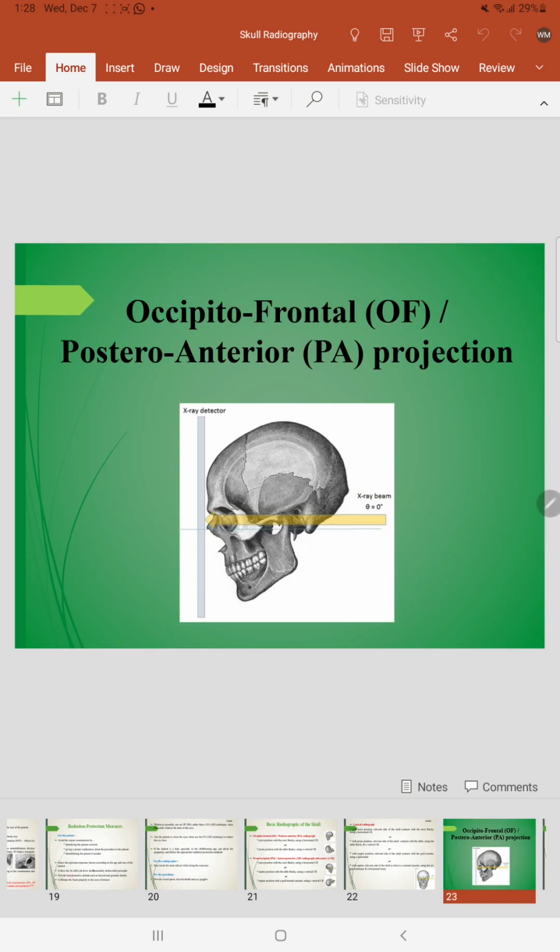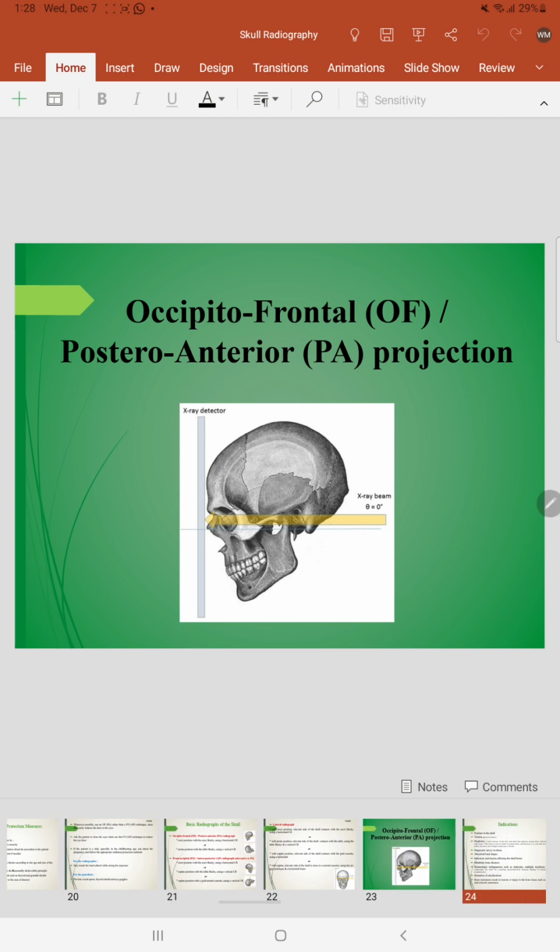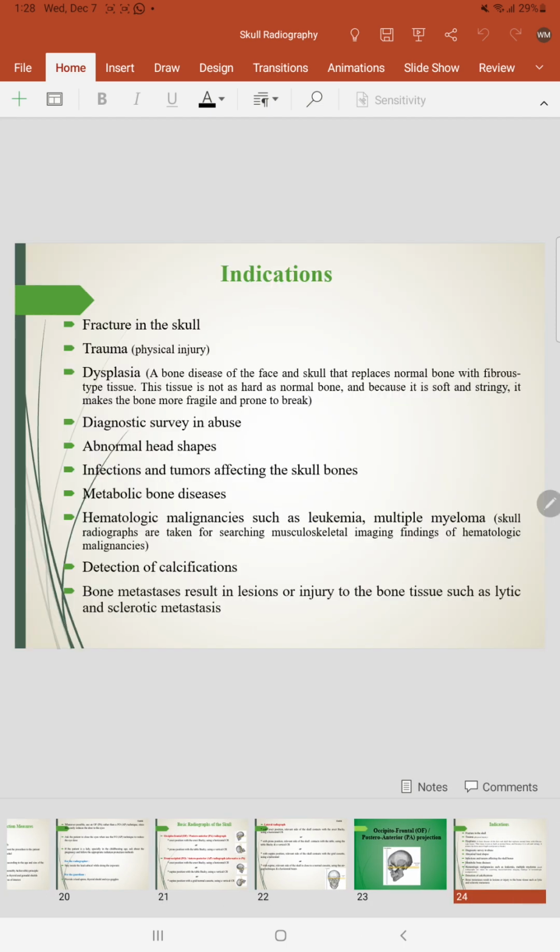Now we are learning about the occipitofrontal view or posterior anterior PA projection. Indications: fracture in the skull, trauma, it means physical injury. Then dysplasia. Dysplasia means a bone disease of the face and skull that replaces normal bone with fibrous type tissue.